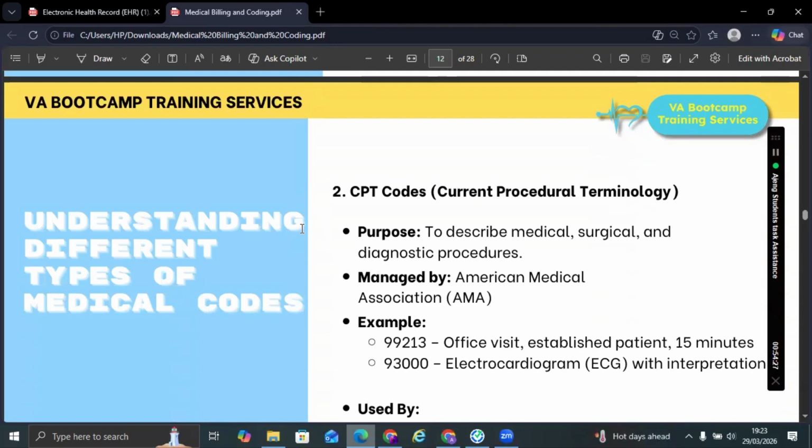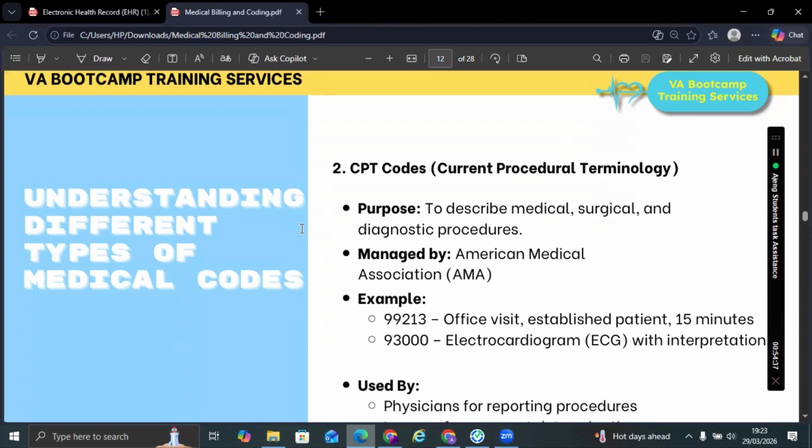Next is about CPT codes, Current Procedural Terminology. The purpose is to describe medical, surgical, and diagnostic procedures. Managed by the American Medical Association, or AMA. For example, 99213 is an office visit, established patient, for 15 minutes. And then 93000 is for an electrocardiogram with interpretation.